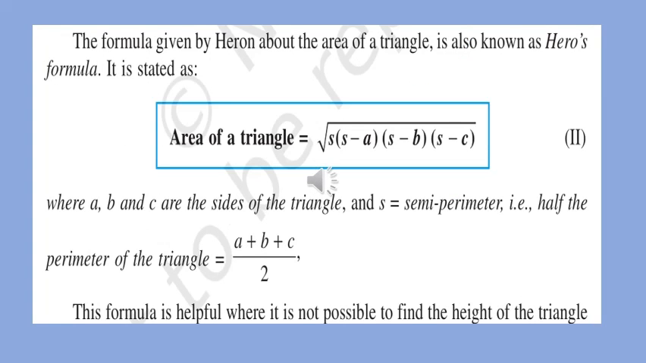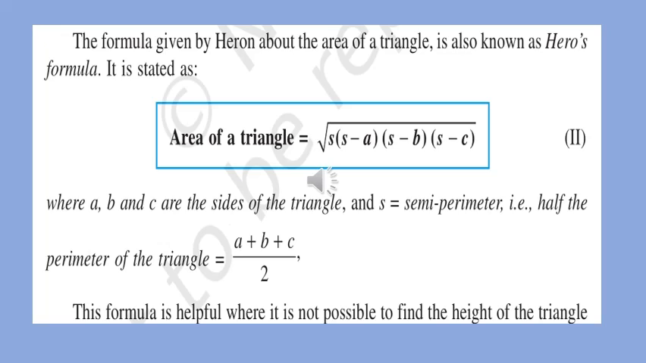The formula given by Heron about the area of a triangle is also known as Hero's formula, and it is given as area of a triangle equals square root of s into s minus a into s minus b into s minus c. Now what is s here? See here, a, b, c are the three sides of the triangle, and s is the semi-perimeter.